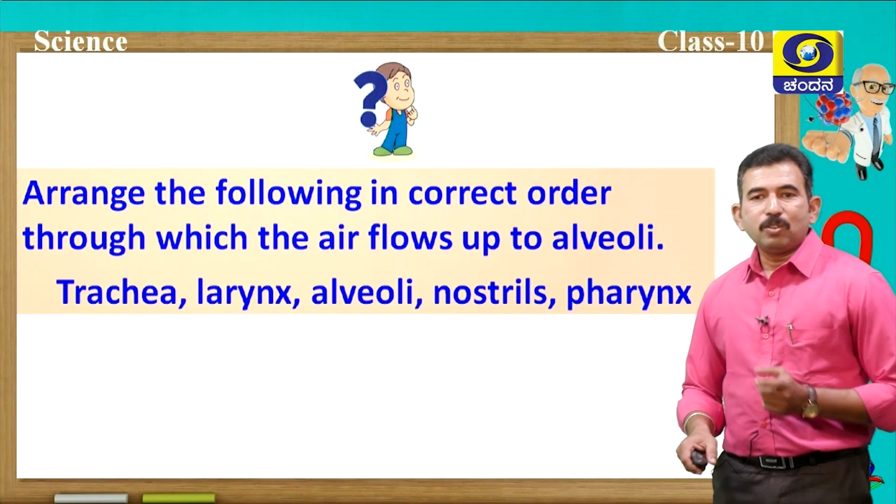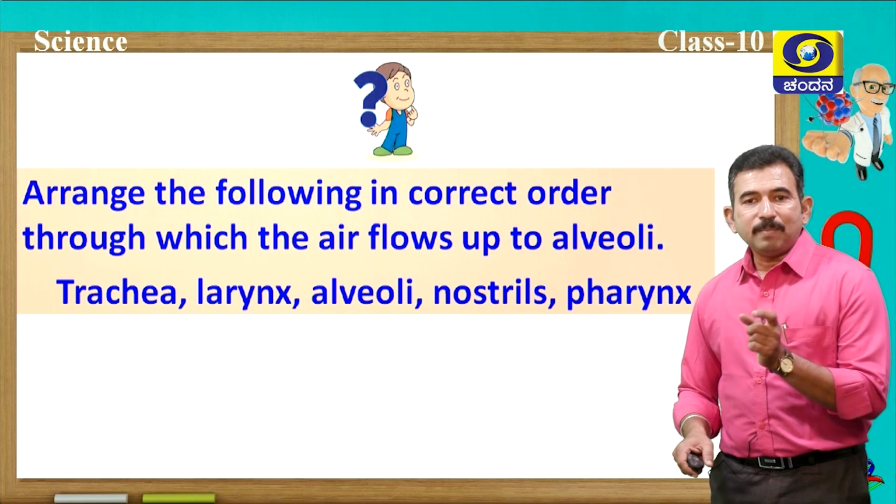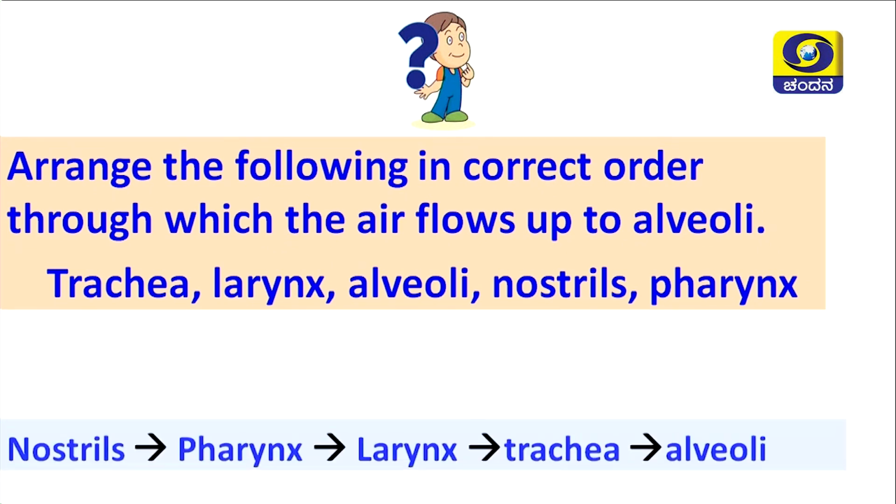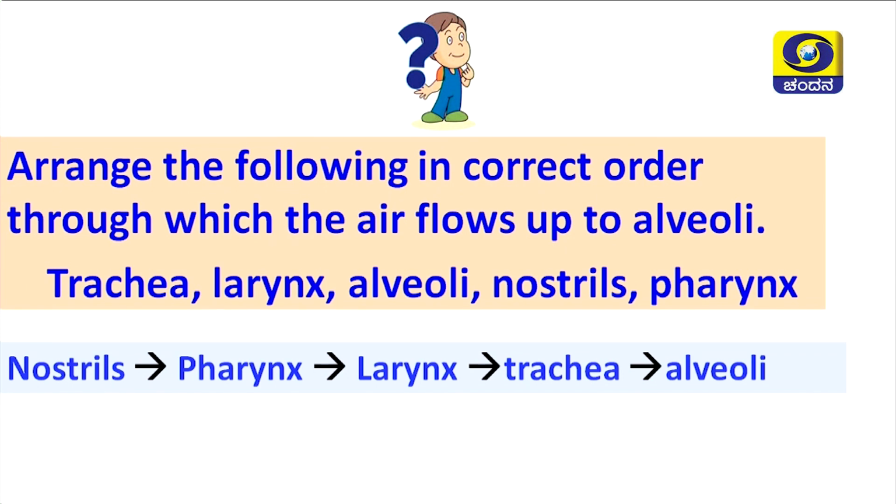Now, one question for you students, arrange the following in correct order through which the air flows up to alveoli. Yes, your answer is correct. First, nostrils, pharynx, larynx, trachea and alveoli.